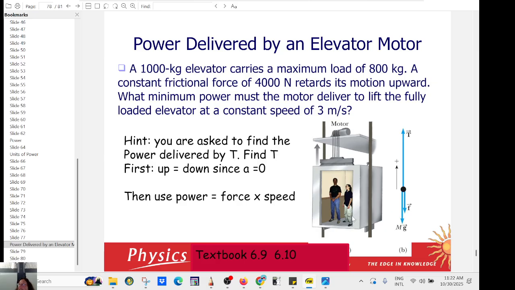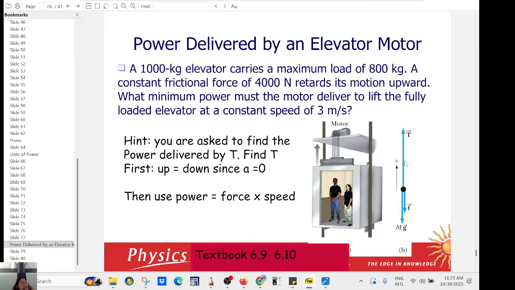Okay, let's take an example here. It's a nice review because it's moving at a constant speed. So it's a dynamic equilibrium, which means the acceleration is 0, which means that everything up equals everything down. So they want to find the power delivered by the motor, the tension here. The tension is from the motor. So they want to find the power of the motor or the power delivered by the tension.